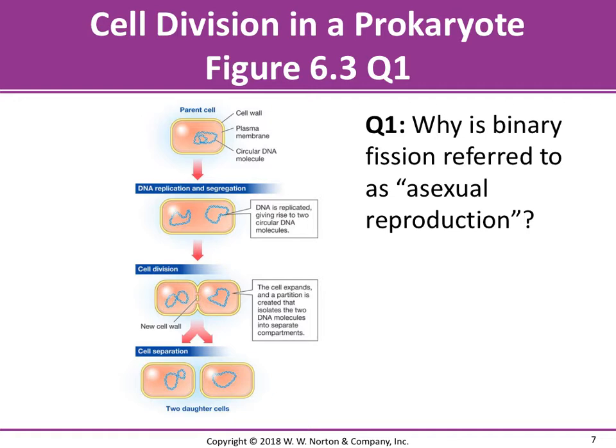Why is binary fission referred to as asexual reproduction? Well, there's no sex. No gametes are produced. There's only mitosis, not meiosis. And so you don't get the diversity generated that you do with meiosis. We go back. We notice that bacteria and archaea both have circular chromosomes.